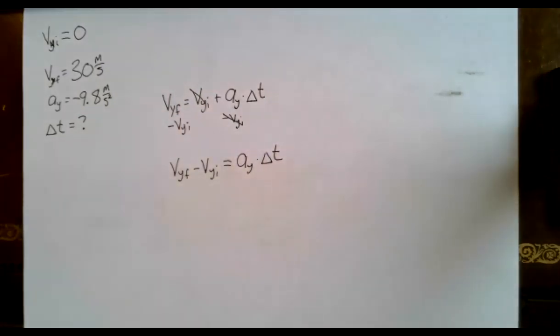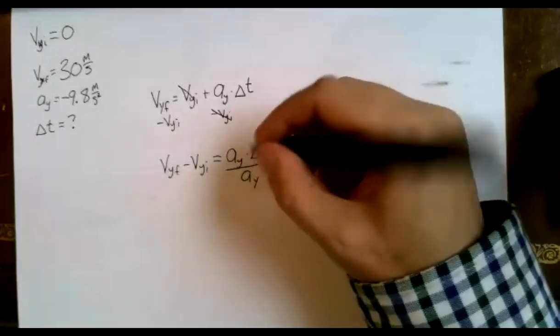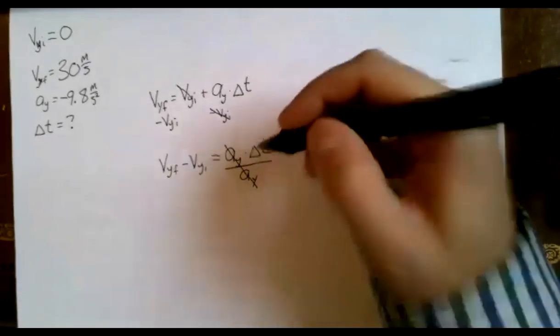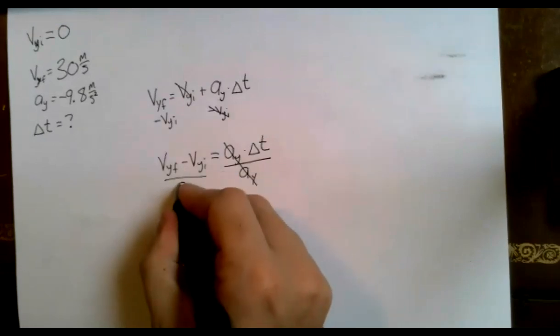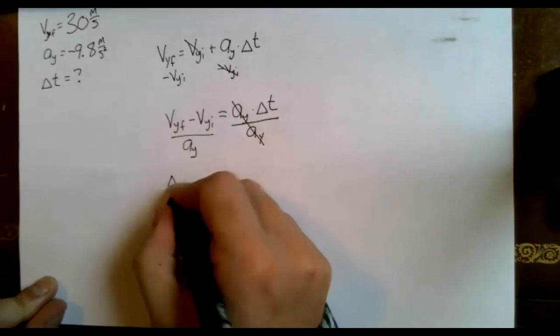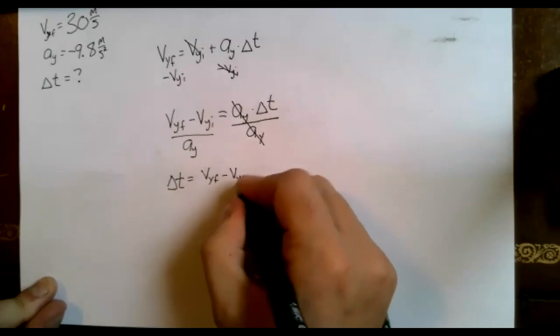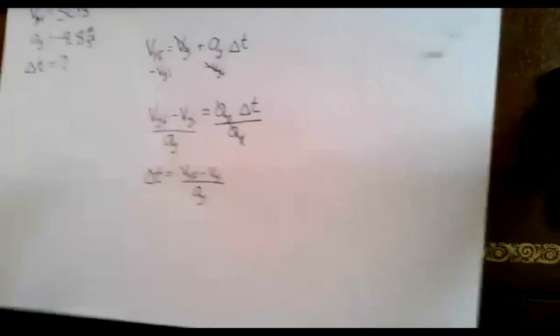And now we just have one more simple step to do to get our time by itself. What's that going to be? We have to divide by acceleration. Right, thanks, Jose. We have to divide by the acceleration. If we want time by itself and acceleration is multiplied onto it, we divide by acceleration, and we have to do that on both sides. So what we're left with, our final equation, is that time is equal to final velocity minus initial velocity divided by acceleration.